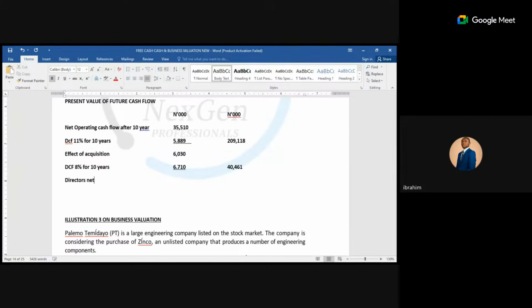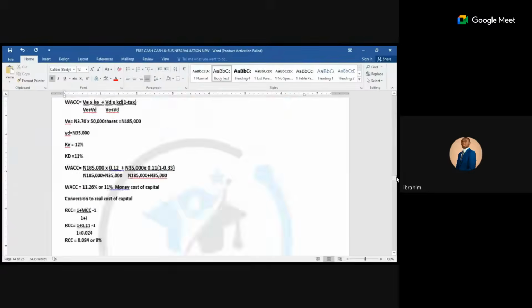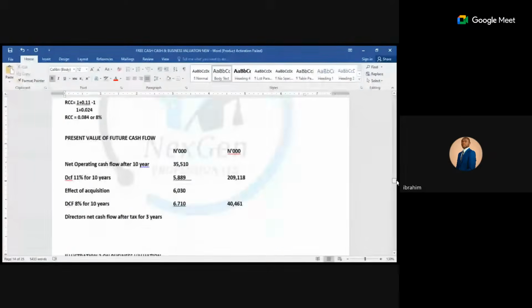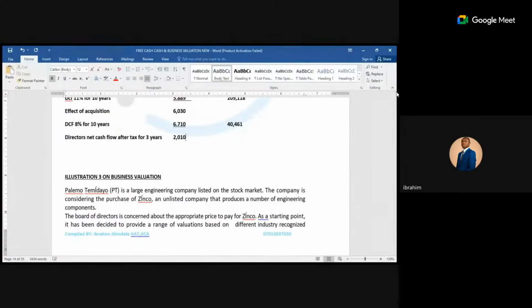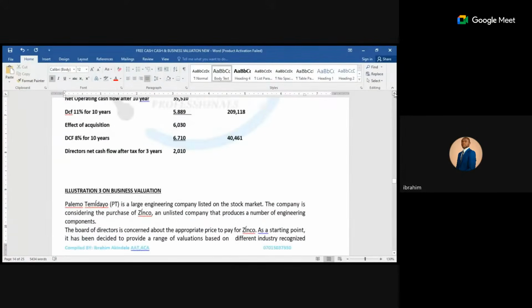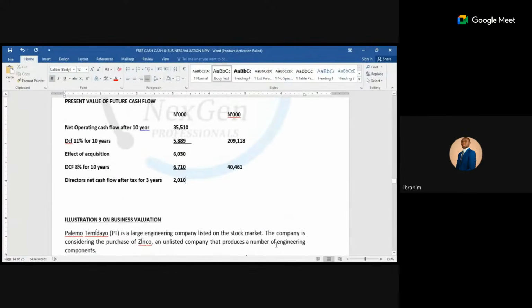The director's net cash flow after tax for 3 years is 210. So what will be the DCF?